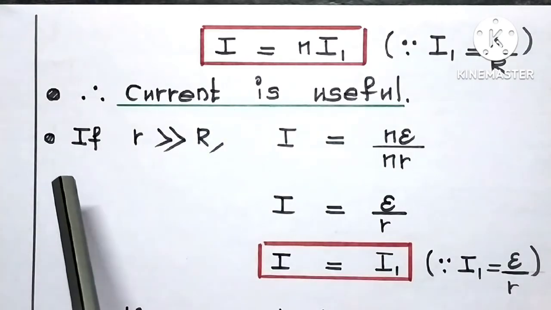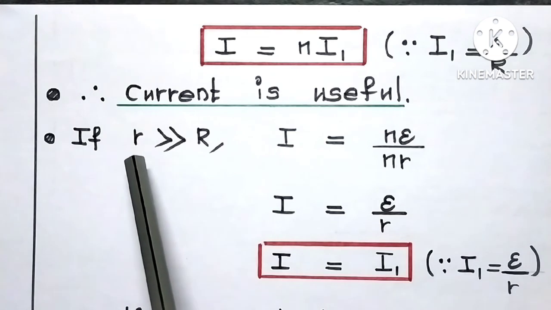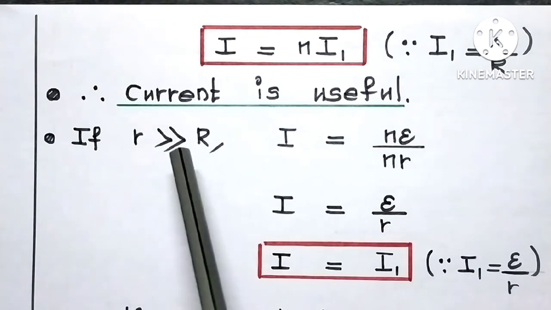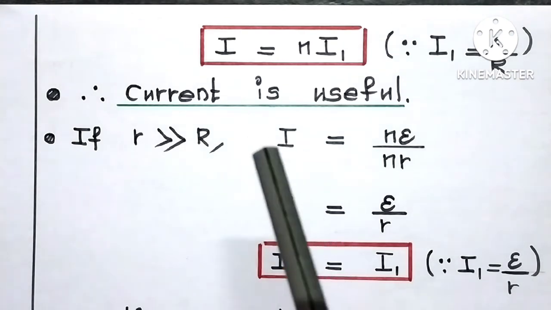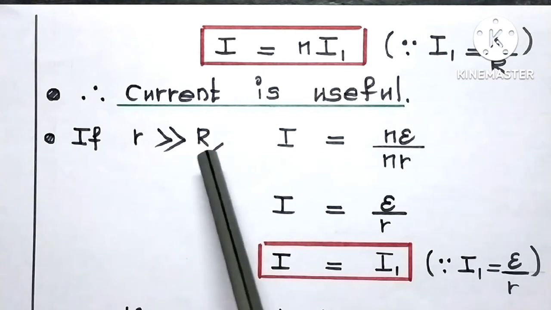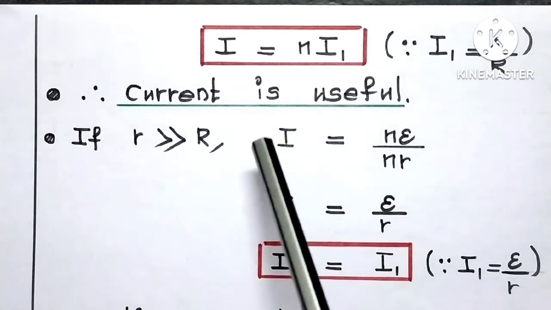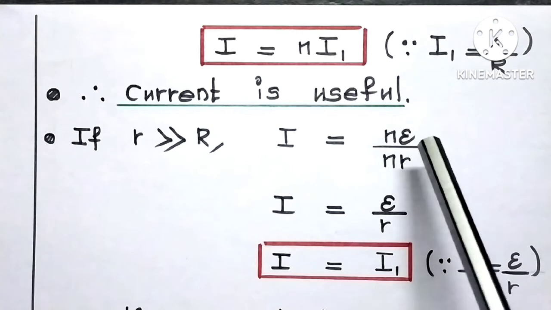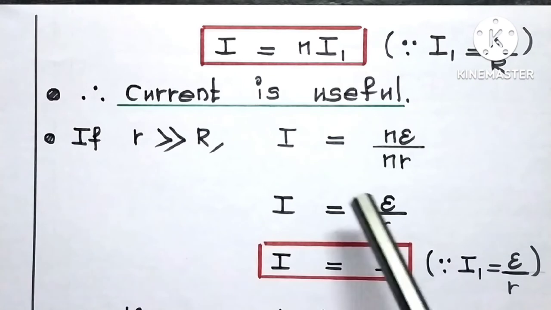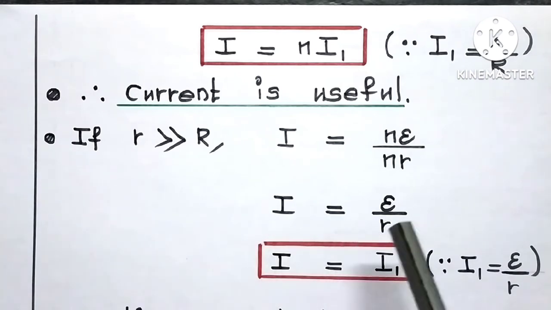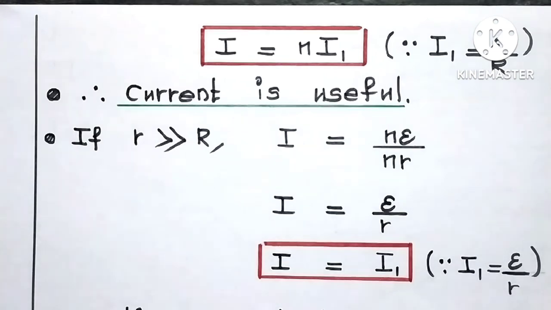In the next step, if small r is very much greater than capital R, in this case we need to remove the expression where the capital R comes. So the expression for I becomes n epsilon by n small r. Here this n and n get cancelled. So we get I is equal to epsilon by r. Epsilon by r is nothing but I1. So I is equal to I1, because I1 is equal to epsilon by r.